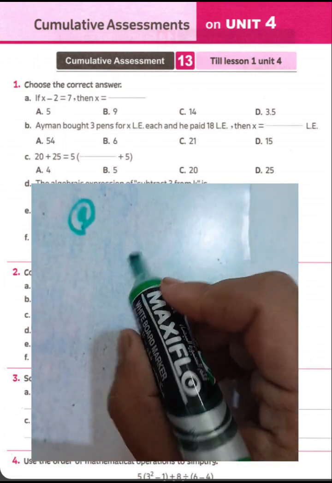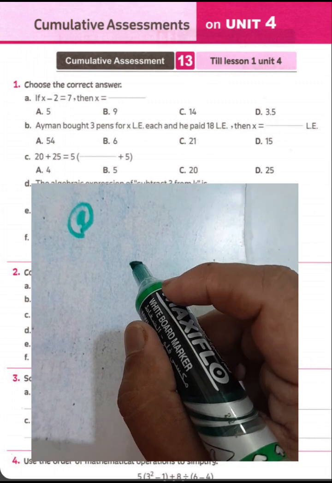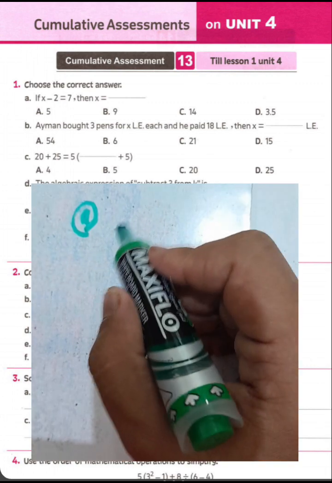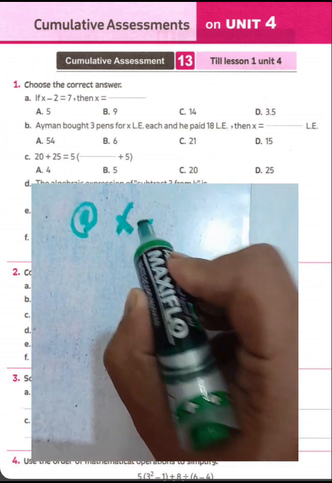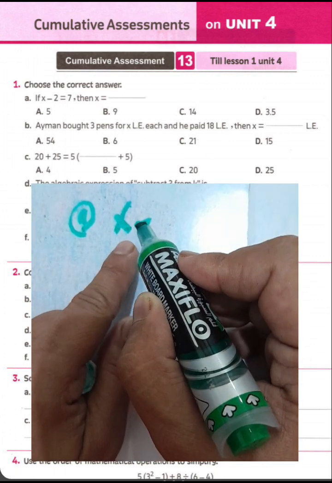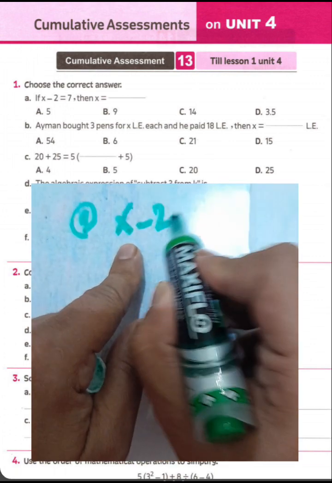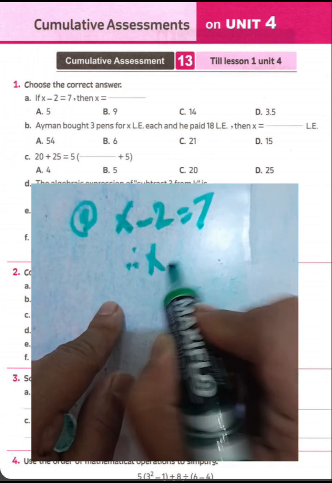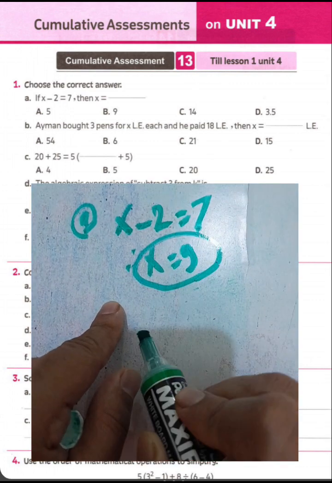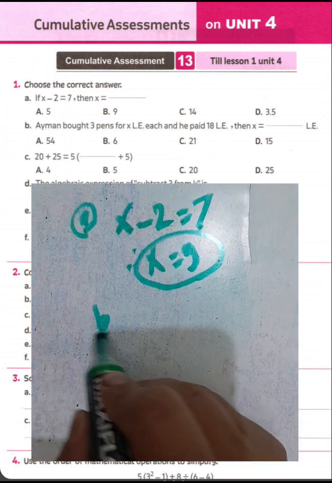We have here: if x minus 2 equals 7, then x equals what? We can find x, the variable x. We called it the unknown. x minus 2 equals 7, then x will be 9. Okay, and next question, letter B.